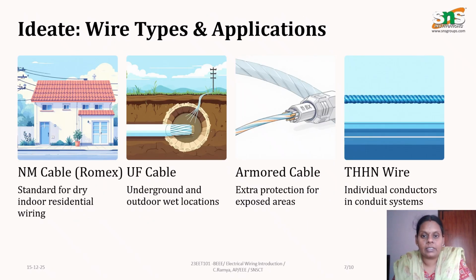Next are the wire types and their applications. Different applications require different wire types. NM cables are commonly used for dry indoor residential wiring, and UF cables are suitable for underground and outdoor uses. Armored cables provide extra protection in exposed areas. And THHN wires are individual conductors, which are used inside conduit. Choosing the correct wire type is critical for durability, and we also have to consider safety.